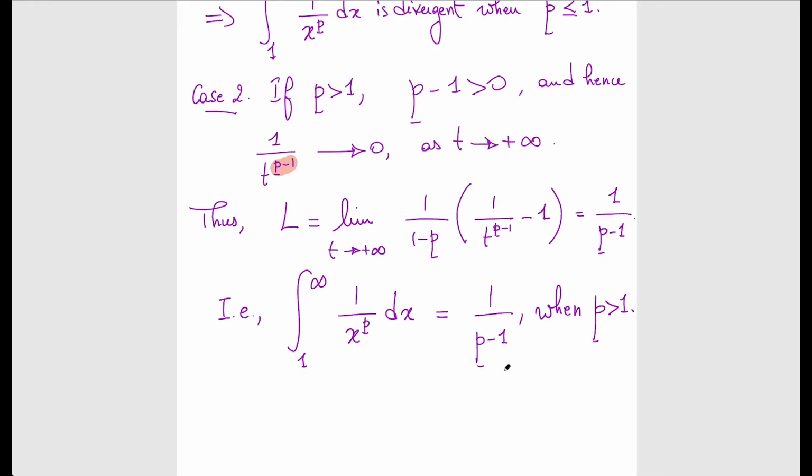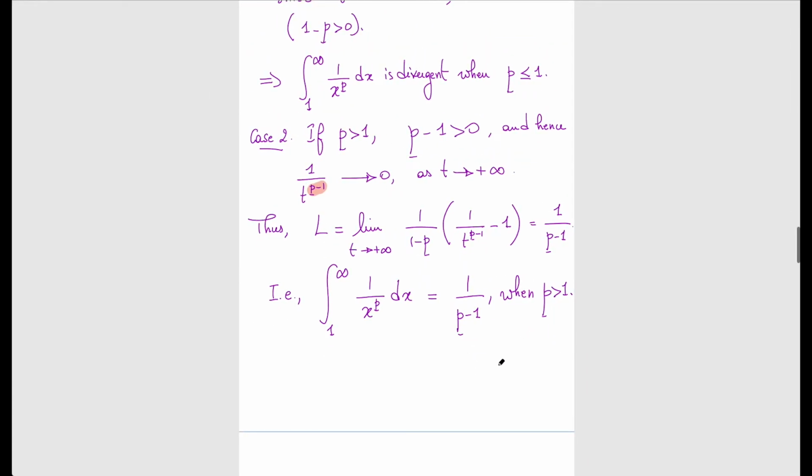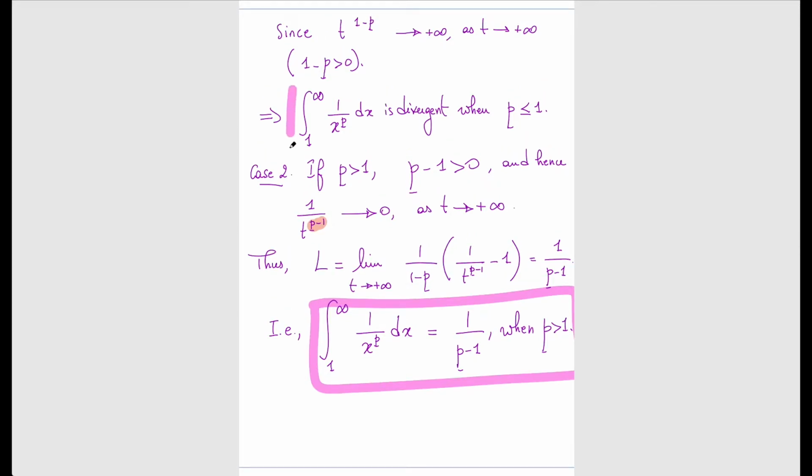Okay? So all in all, what do we get? Let me highlight the findings. We got that this integral is a finite number when p is bigger than 1. So this integral converges, or is convergent, when p is bigger than 1. And this integral is divergent when p is at most 1.